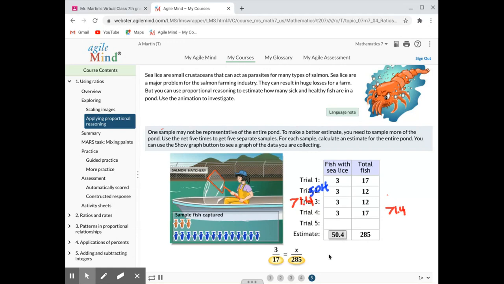All right, so we're going to check our work. They got 16.8 for that scale factor, and they multiplied it by the amount of fish that were sick, and they got 50.4 again. All right, so let's see what happens on trial 5. Hopefully we'll get a new number. Let's see what happens.